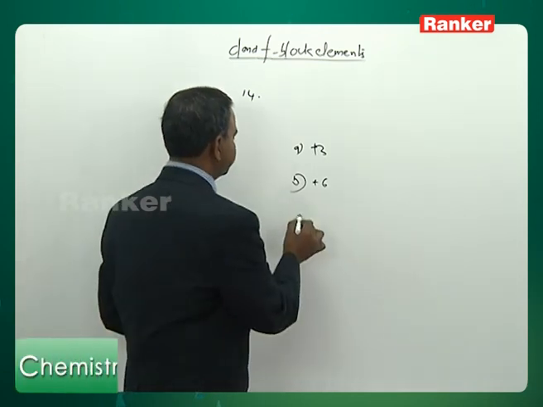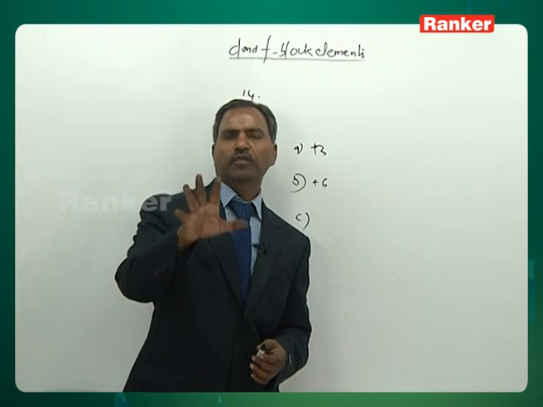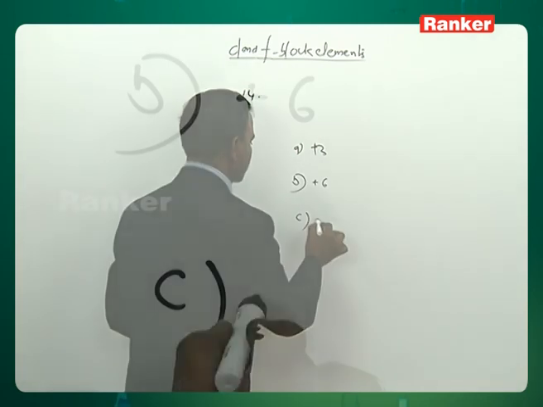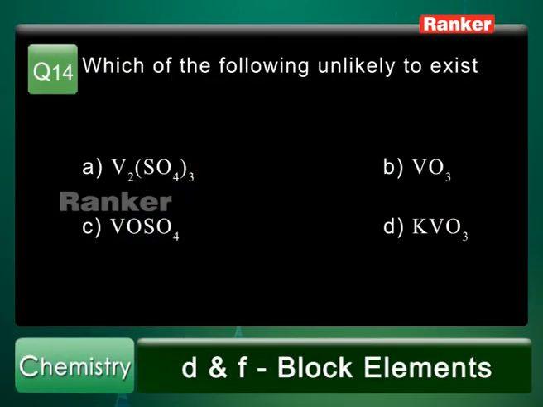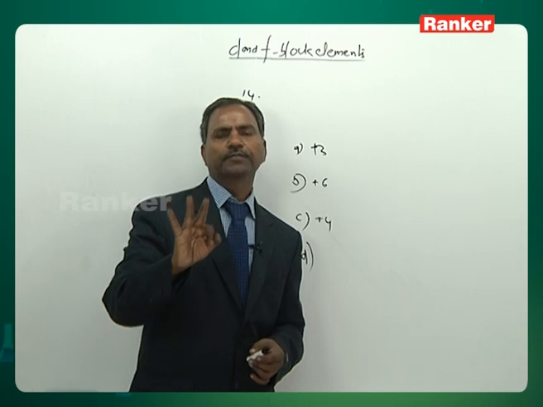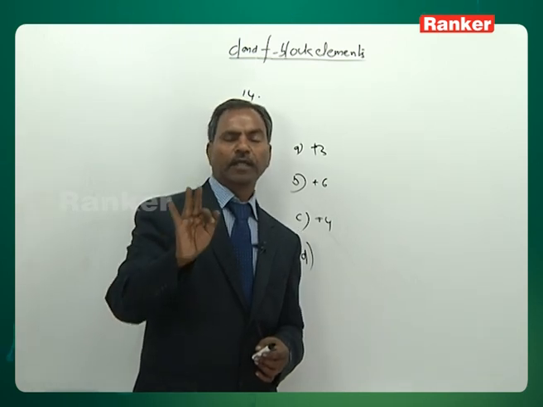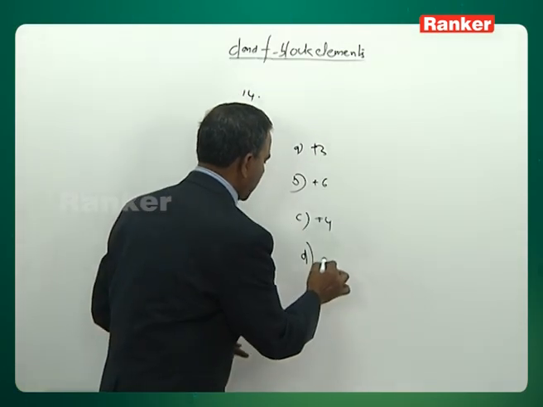Coming to option C, it is VOSO4. O is minus 2 and SO4 is also minus 2, total minus 4 charges, so vanadium is plus 4. Yes, possible. Coming to option D, KVO3. K is plus 1. The negative charges are 6 because 3 oxygens are each minus 2. Out of 6 charges, 1 K is plus, so vanadium is plus 5. This is also possible.